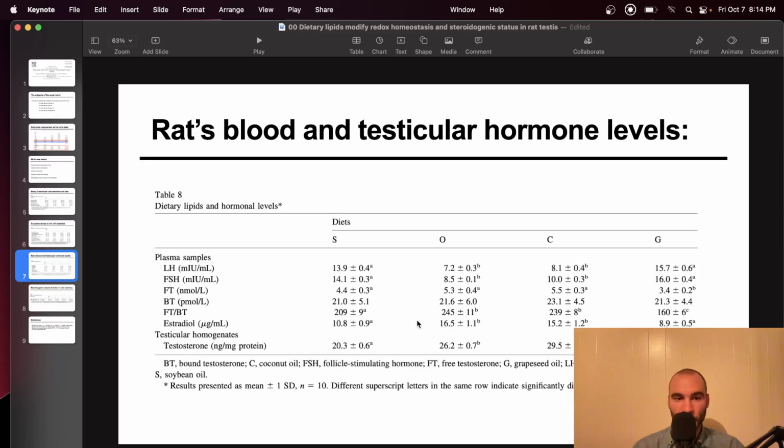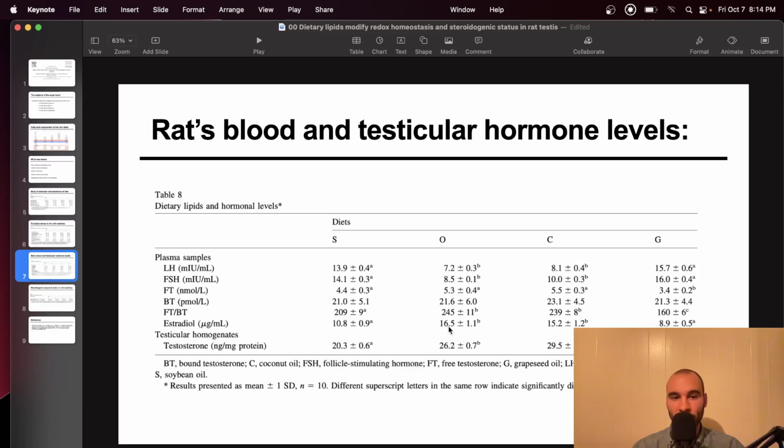Now, the next thing we're gonna look at here is the ratio of free testosterone to bound testosterone. This was significantly better in the olive oil and the coconut oil groups as well. So overall, the olive oil and coconut oil groups had a better free testosterone to bound testosterone ratio. They had significantly higher free testosterone, although it doesn't seem that their bound testosterone was significantly different. And they had significantly less LH and FSH. So the rat's testicles were producing enough hormone. That hormone was able to be unbound from the carrier proteins like sex hormone binding globulin and albumin in the serum and able to affect the target tissues better than the soybean oil and the grapeseed oil groups.